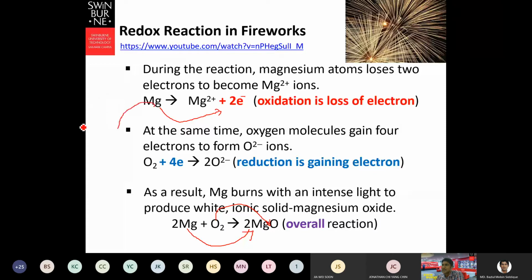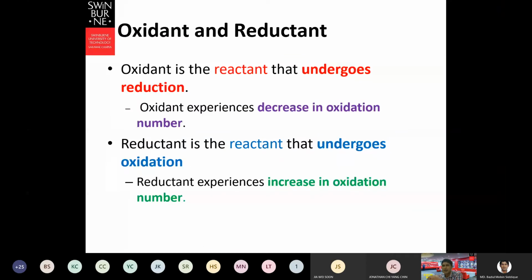It is a reductant because it is reducing the oxygen. Although oxidation is happening here, this is a reductant, and vice versa. Reduction is happening to this oxygen, but it is an oxidant because it is causing the oxidation of the other species, that is magnesium. This is one thing to take care of because it is confusing, I understand, and you have to understand it so that it will be easier.